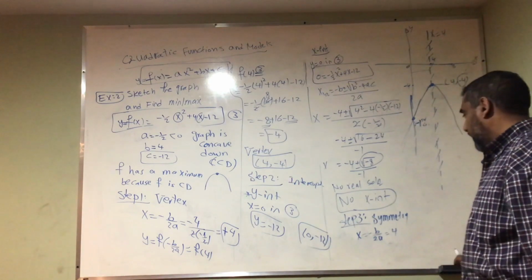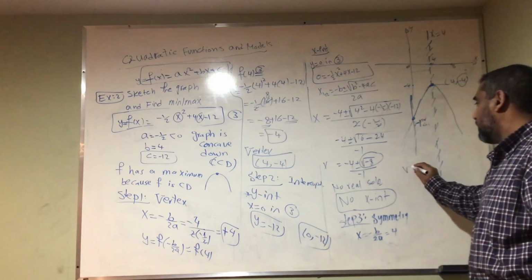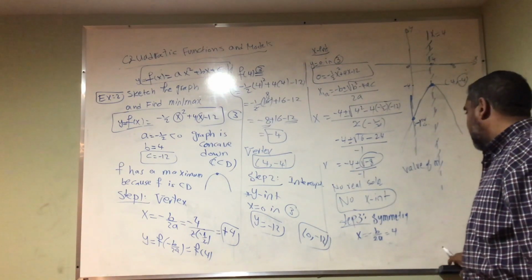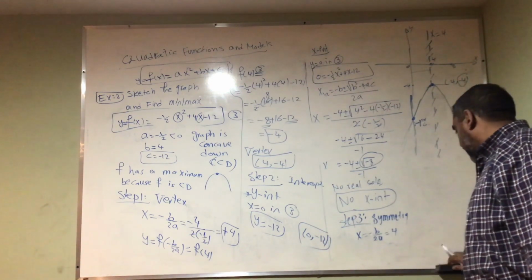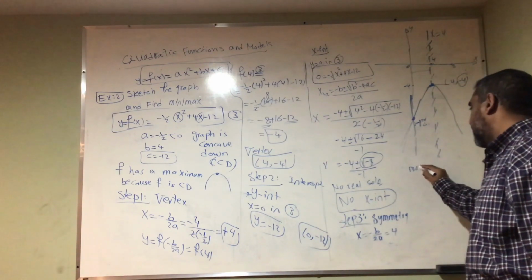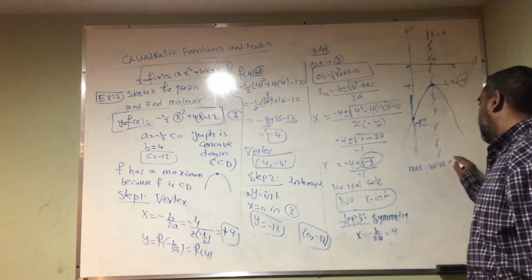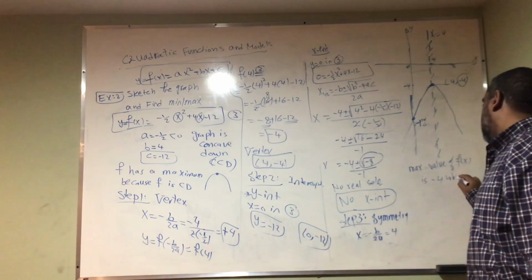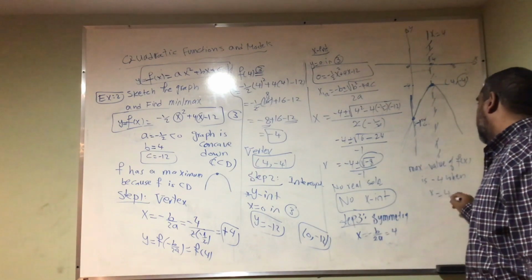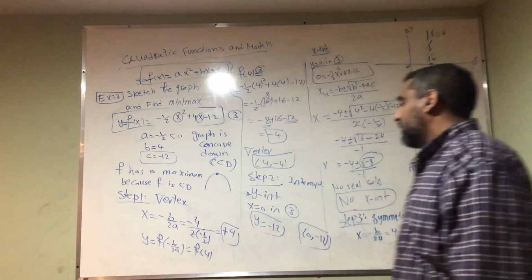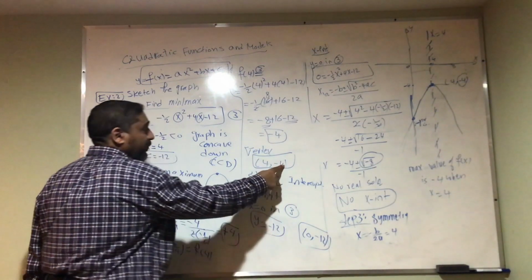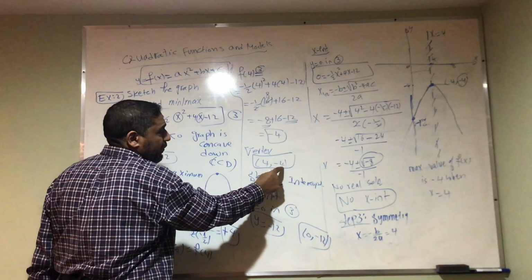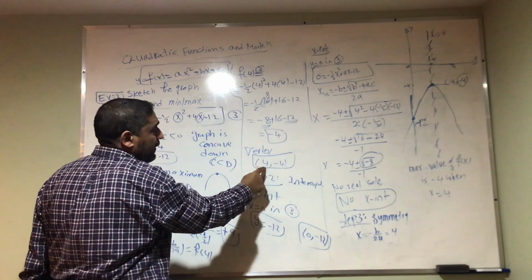I finish the problem here. Maybe I should write the maximum value, guys. So the maximum value of your f of x is minus 4 when x equals 4. That comes from the vertex here. As you can see, at the vertex, the value of your f is what? Here, f at 4 equals minus 4. So the maximum value here is minus 4 when x equals 4.